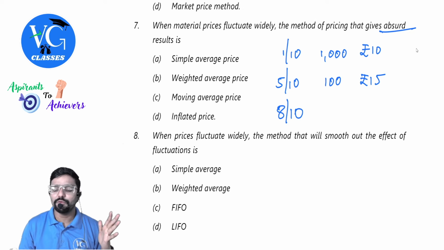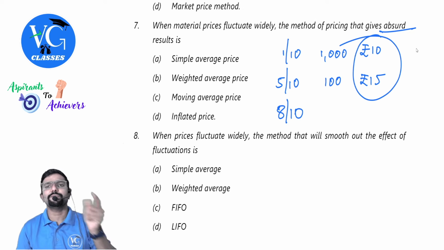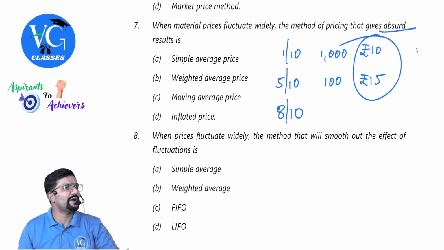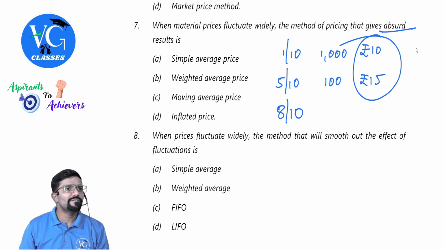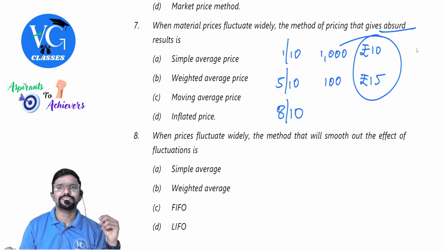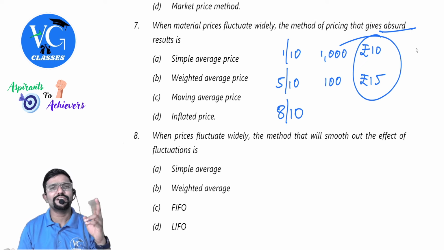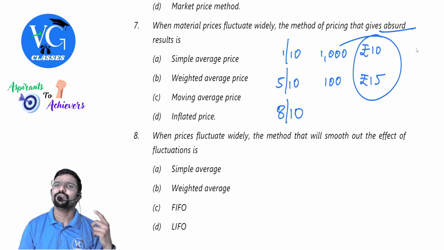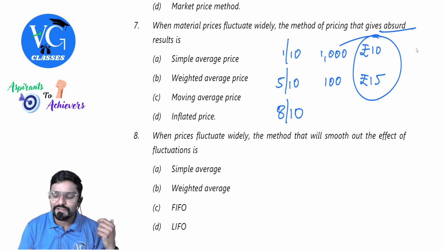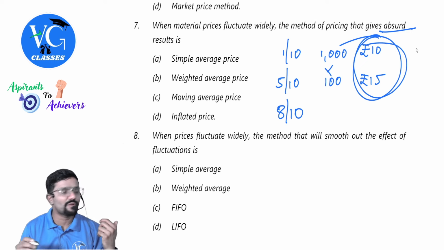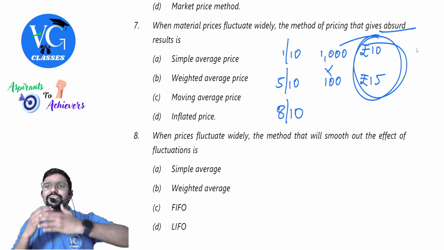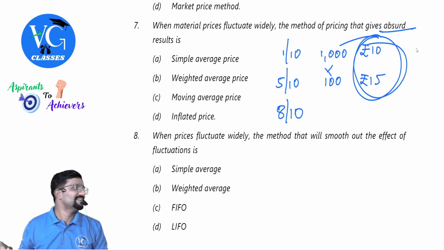Under simple average, what do we do? Take the simple average of 10 plus 15 all divided by 2, which is 12.5. Assume I am issuing 200 units. Will it give the right results? 200 units, I am issuing at 12.5. No, why? Because I took the average of both the prices, but I ignored quantity. There is a huge imbalance between quantity and price. Correct?